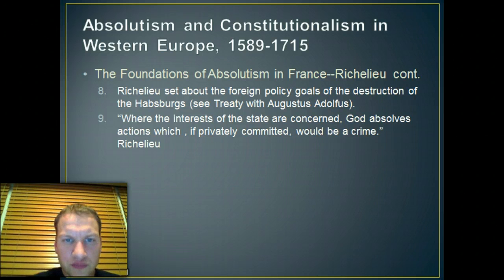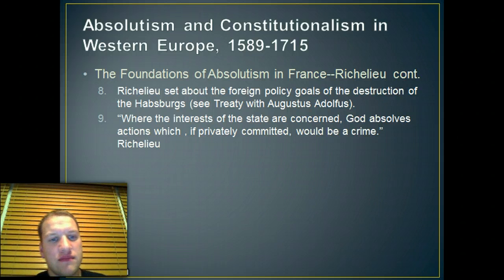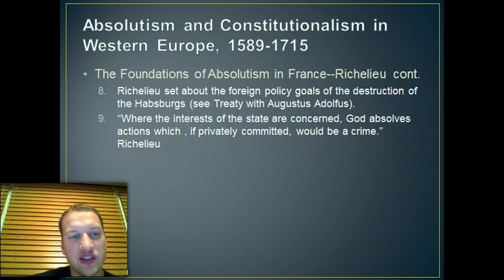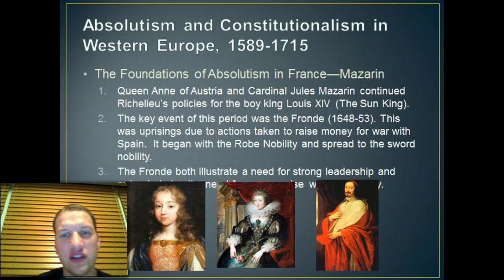Let's see. So point number 9: "Where the interests of the state are concerned, God absolves actions which, if privately committed, would be a crime." That quote from Richelieu is linked back to that concept of divine right. If it's done by the state, God allows for some unethical or immoral action to be done to justify those causes. Kind of a Machiavellian look.